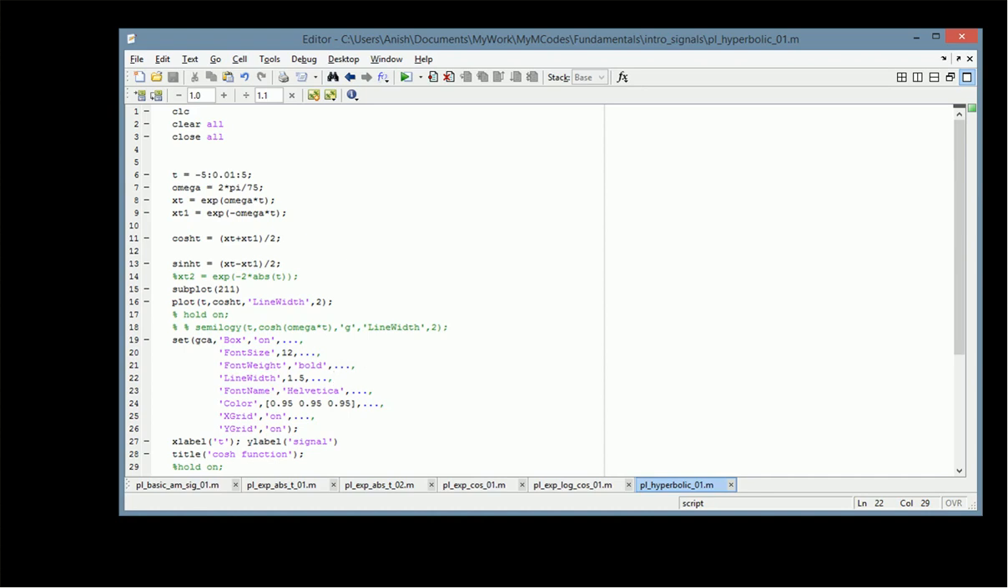So here is the Matlab code. So we create the time vector, and then in this case let us assume it is equal to 2 pi by 75, or we can choose any other value, and then x of t, and then we define two signals, x of t, that is exponential of omega t, and xt1 as exponential of minus omega t, and then we can define our cos h function as the average of these two signals, and we can define the sin h function or sin ht as the half of the difference between these two signals.